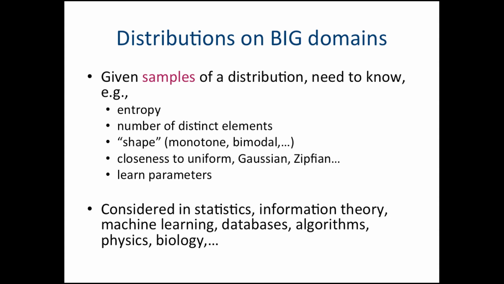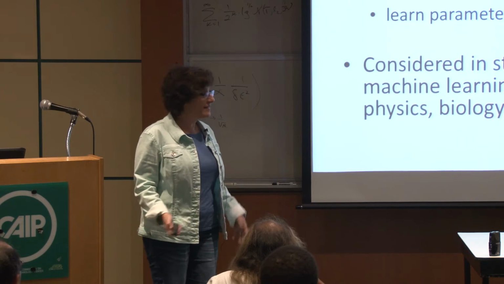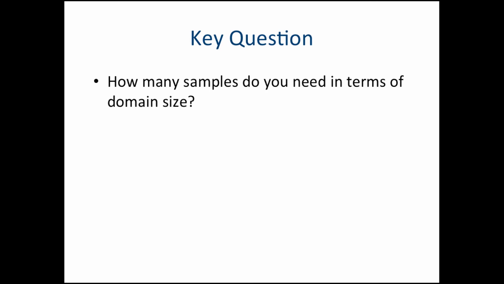So there's lots of questions people are interested in, and these are basic questions considered in statistics, information theory, pretty much everything needs samples and needs to know things about their distribution. So the key question that we've all been looking at in this community is how many samples do you need in terms of your domain size? And there's really been a lot of work on this problem.